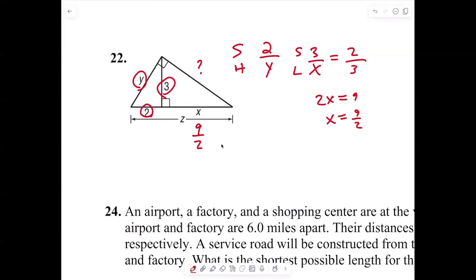Now, if I were looking at this, I can see this 2 and this 9 over 2, so z is 13 over 2. Anybody got a problem with that? Now, y to me, I'm just looking at that, staring, going, how did you not see that was the square root of 13? A squared plus b squared equals c squared, right?